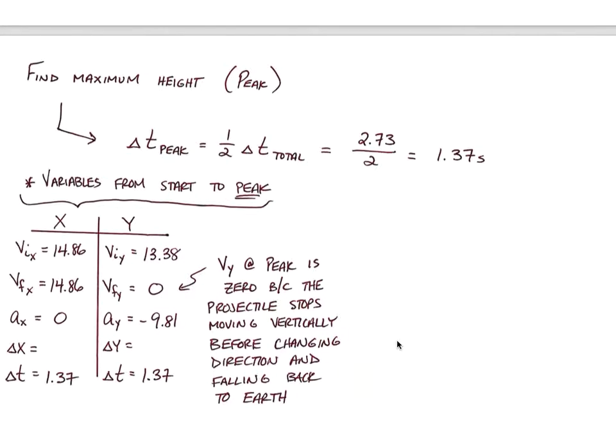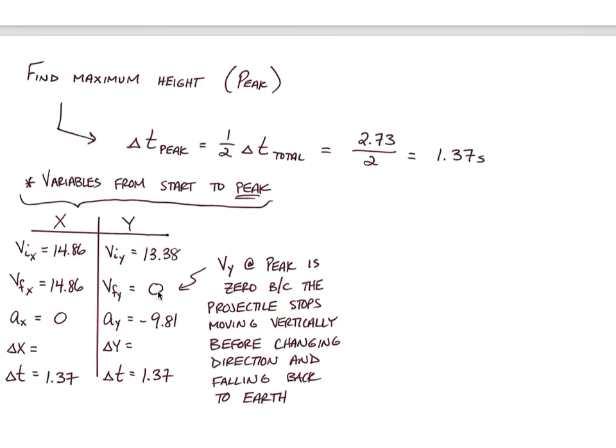So I've relisted my variables here. My initial and final are the same in the x because that doesn't change. I have no acceleration, and 1.37 is the time to the peak. My initial y velocity is still 13.38. My final has changed. I'm not saying equal and opposite because it has not ended at the same elevation. We are looking at the time to the peak. At the very top of its motion, that y velocity will be 0 at the instant it reaches the peak. It's about to change direction and fall back to Earth.